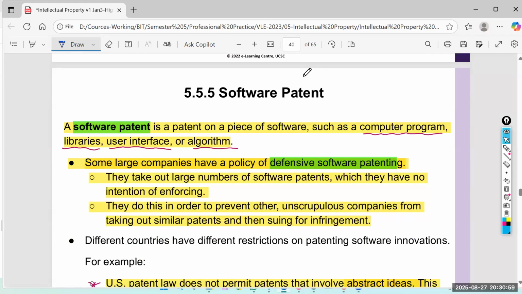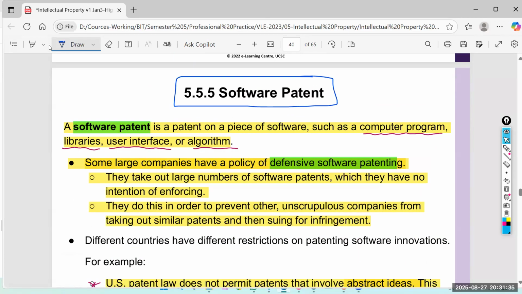So remember, getting a patent for software is a little bit tough. Only in very special cases do you get patents. In general, software is only covered by copyright. But there are special cases. People get patents for some software libraries, interfaces, and algorithms as well.